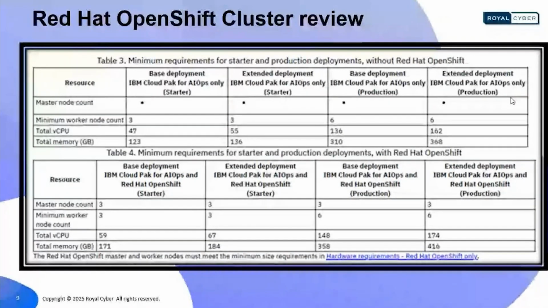If you don't have Red Hat, then definitely there will be three master nodes and three worker nodes, and total CPU. We have given the total CPU and memory that you require, and there are different options. Whether it is production, for production there will be different requirements. For a starter, for the developer, there will be different requirements. So these are all the requirements that we have given in this table.